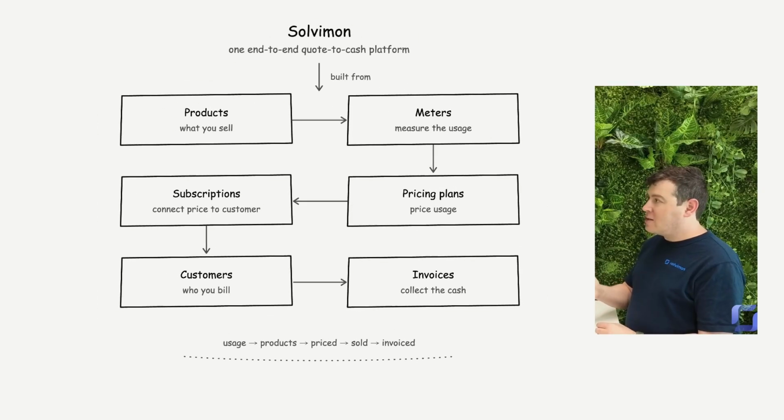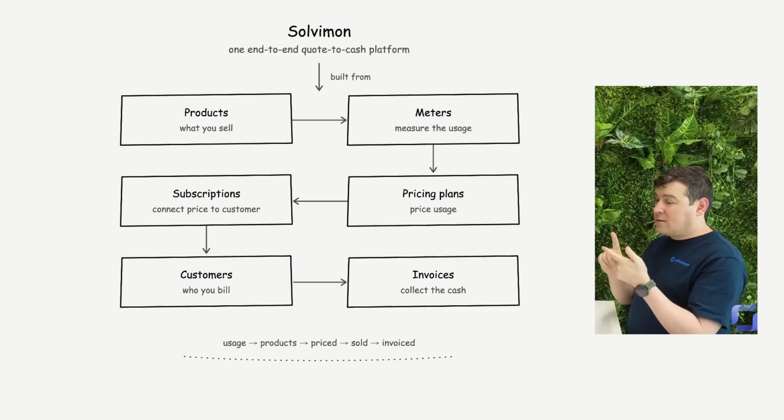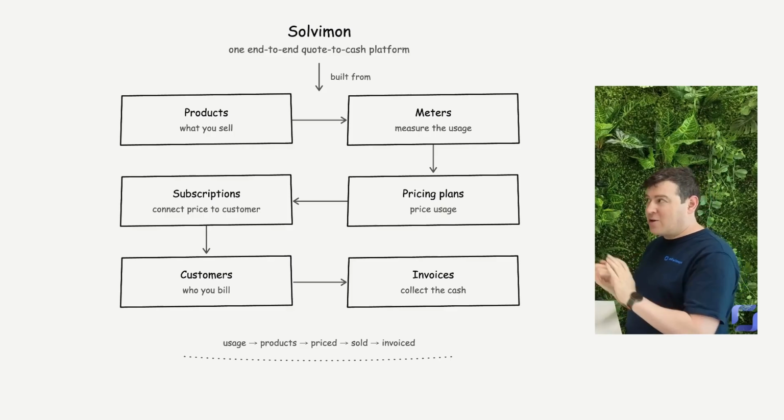Shall we have a quick look at how Solvimon is built? Let's do it, Arnold. Solvimon, like a lot of other billing systems, is built up of different primitives. In this case, we're going to talk about 6 different primitives: products, meters, subscriptions, price plans, customers, and of course, at the end, the invoices, which are the most important part.